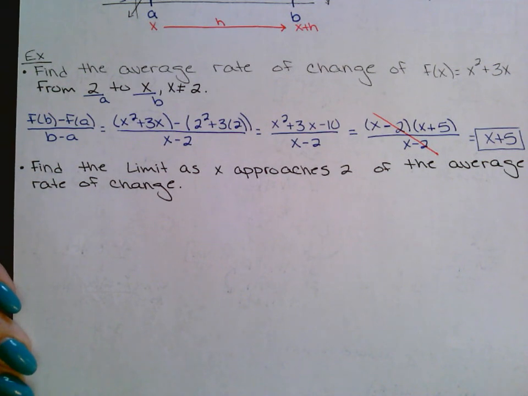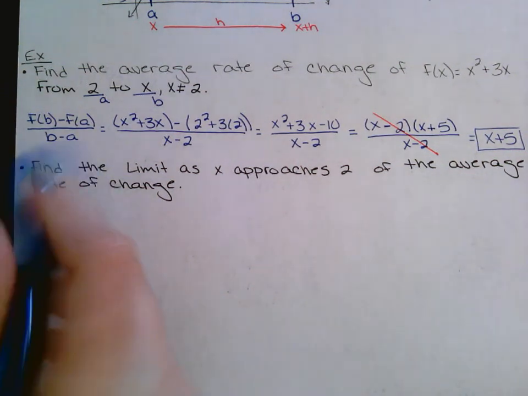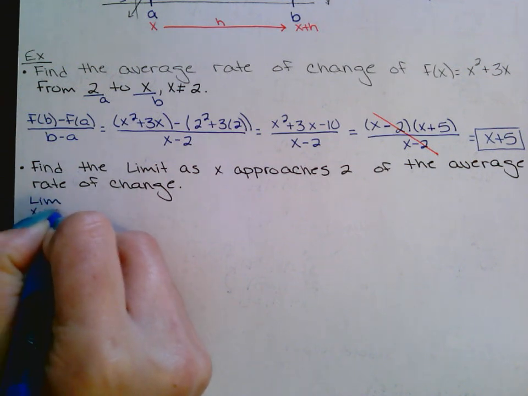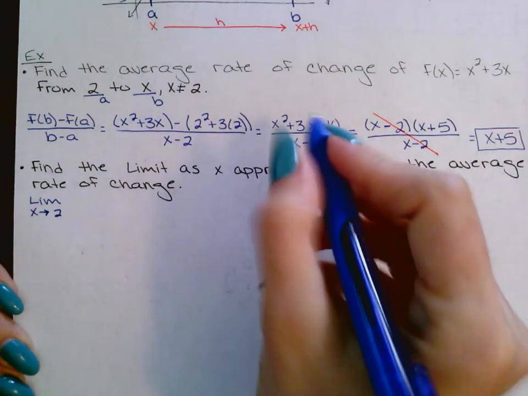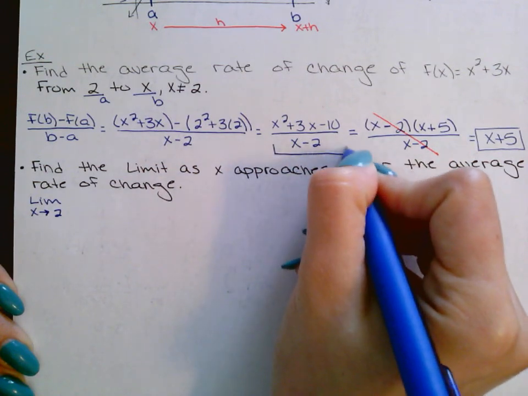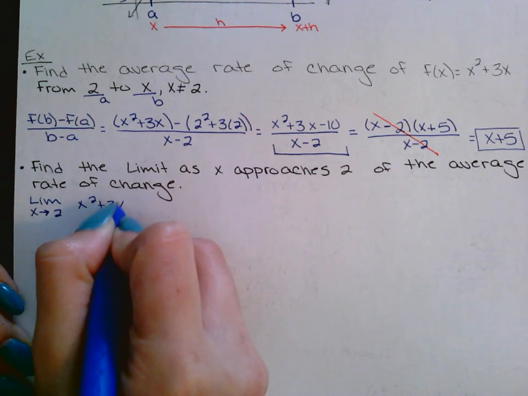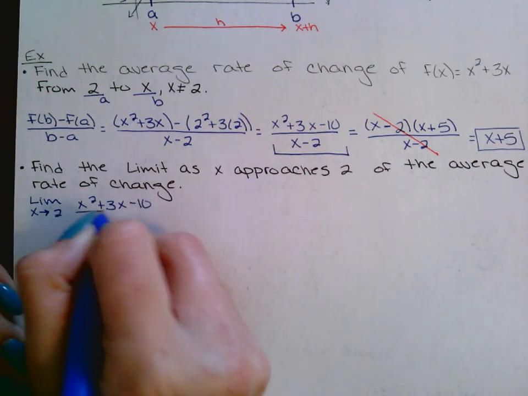So the next part of this question says to find the limit as x approaches 2 of the average rate of change. So all you're doing now is setting up the limit as x approaches 2. The first initial answer that I had gotten is right here. But thank God I kept cleaning, because if I would have used this, I'm going to go through the motions and show you.